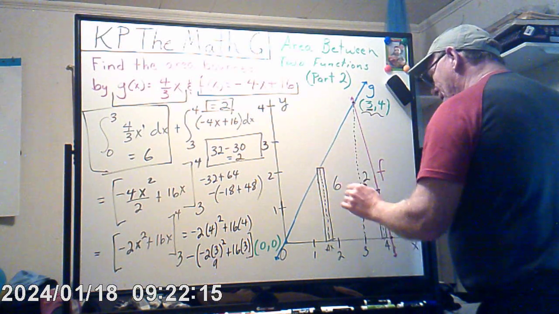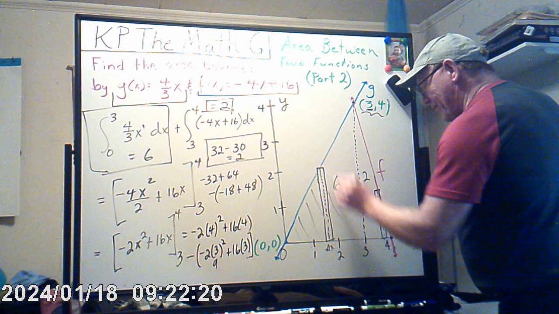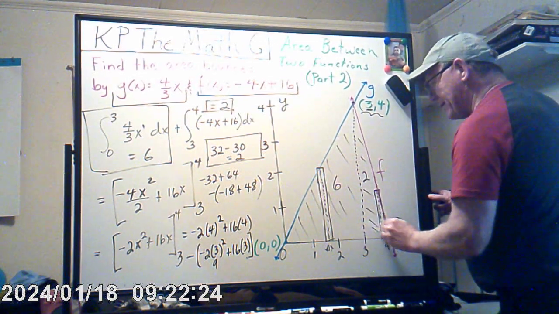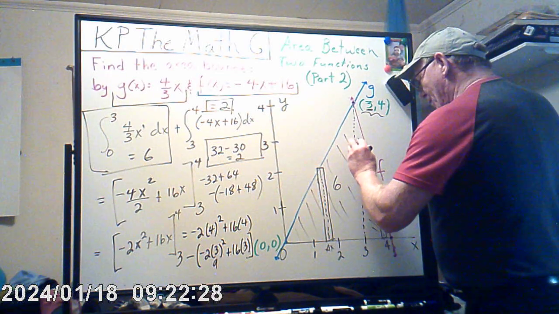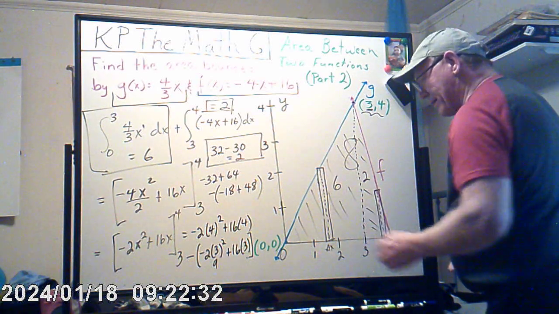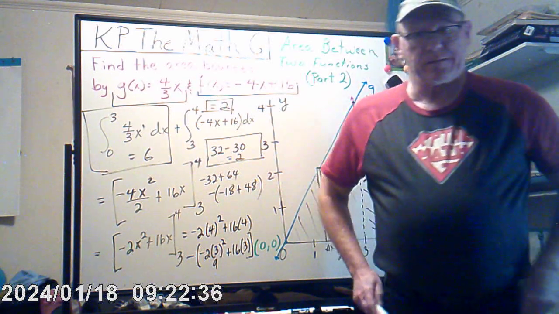So the whole area, the entire area now, from here to here, first is 6. Then the rest of this is 2, which I thought it would be because I already knew the answer to this. So the whole thing is 8. All of it together. That's one way to do it.